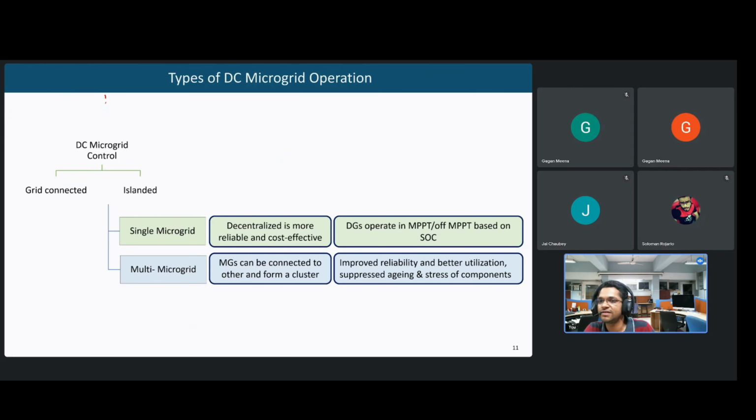Just as in AC microgrid we have two modes of operation, grid connected and islanded, in DC microgrid also we will have these two modes of operation, and we have another mode of operation also. So can you tell which is the third mode of operation for any kind of microgrid? Apart from grid connected and islanded mode, is there any other mode also?